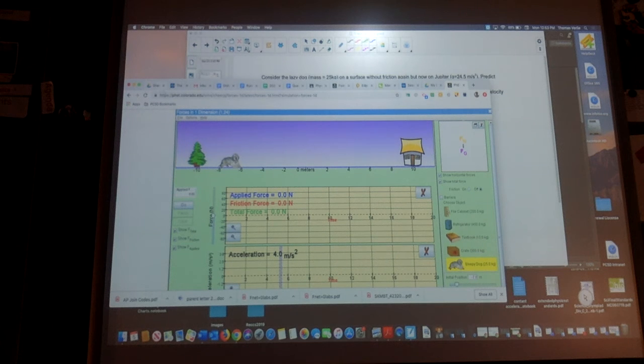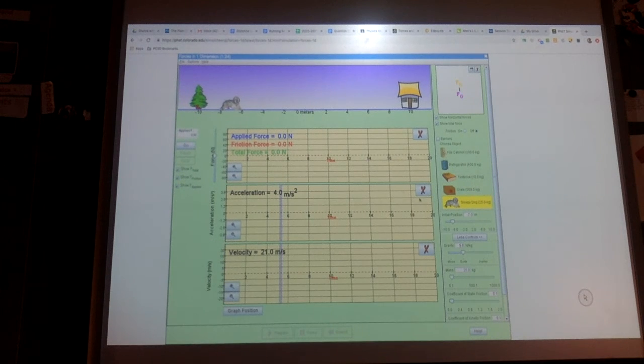So now I'm going to maximize this. I'm going to change my gravity. Oh, there's Jupiter. Just take it to Jupiter. Get it as close as I can. I'm going to make sure friction is off. I'm going to apply a force of 100, and I'm going to press go.